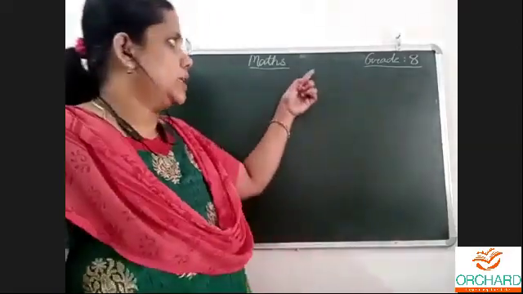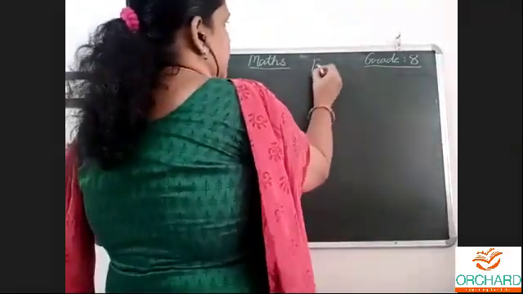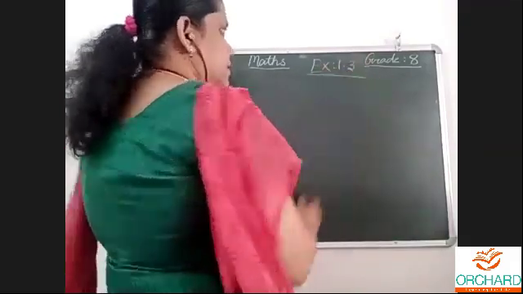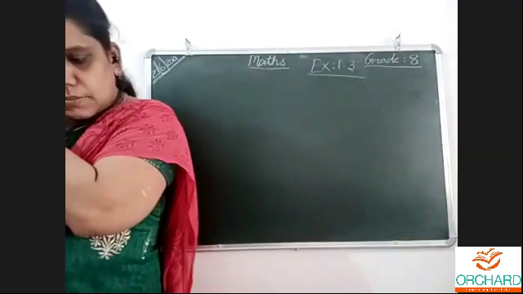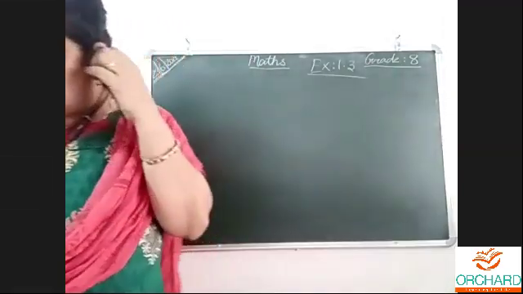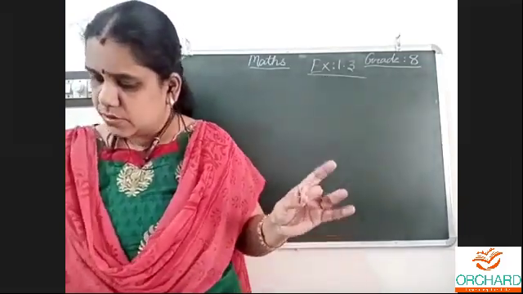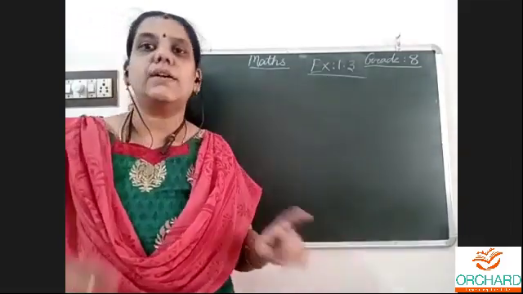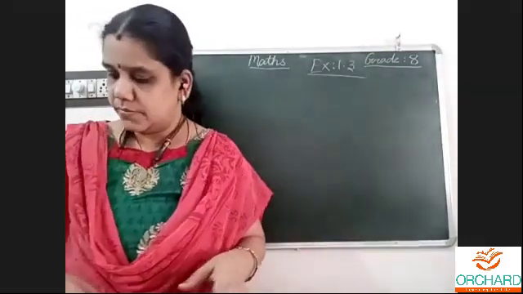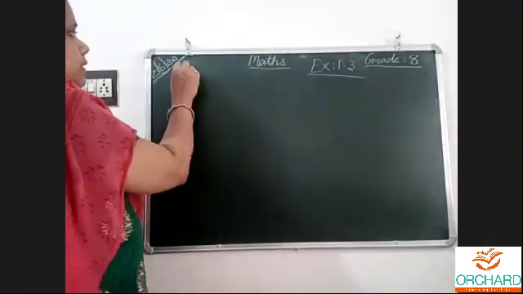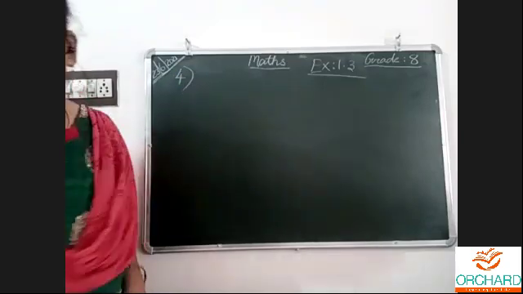Exercise 1.3. We are in our third exercise of our chapter, rational numbers, where I have completed the first one, second one, third one. Yesterday we saw the associative property of addition of three numbers. Now we are going to start with our fourth sum.